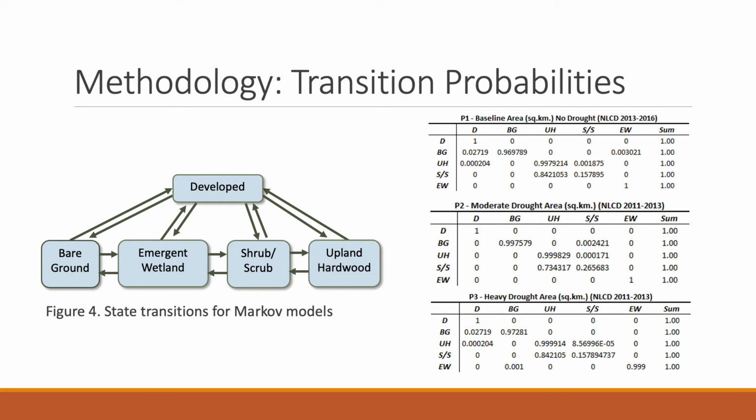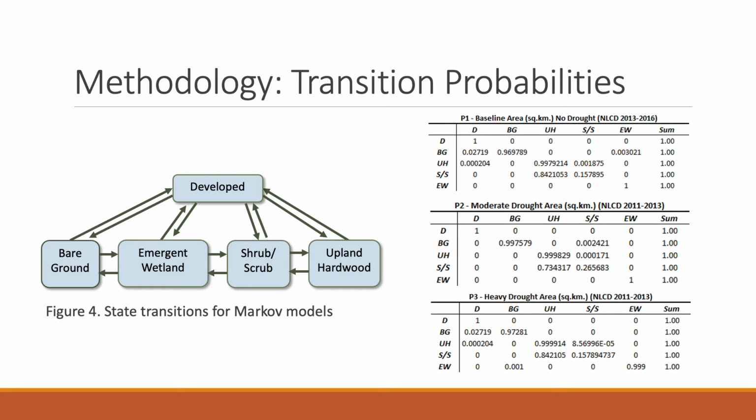So Markov models are stochastic models, and they're used to model pseudo-randomly changing systems with finite states that are not dependent on their previous states. They've been widely used in the field of landscape ecology as simple, non-spatial models. For this experiment, we can model the probability of future states based on our 3 scenarios, and that's going to be our baseline, a moderate drought scenario, and then also a heavy drought scenario.